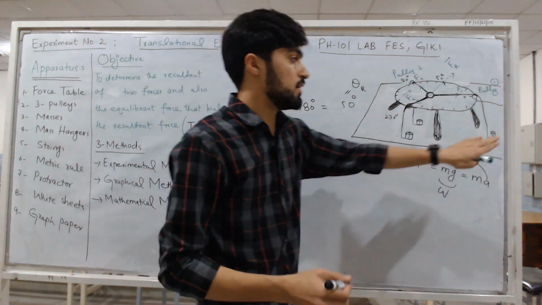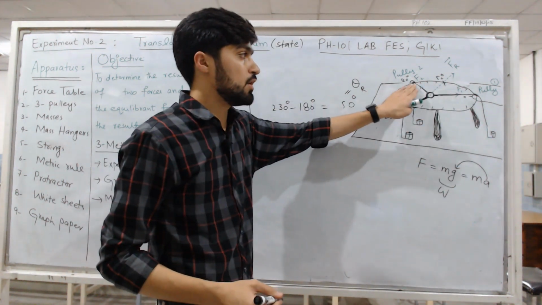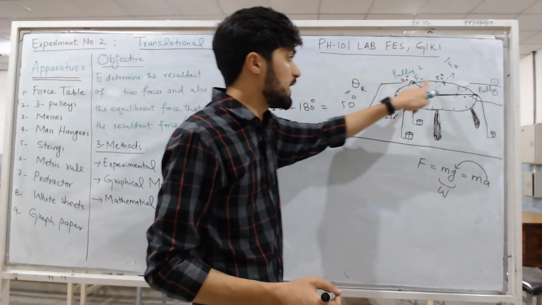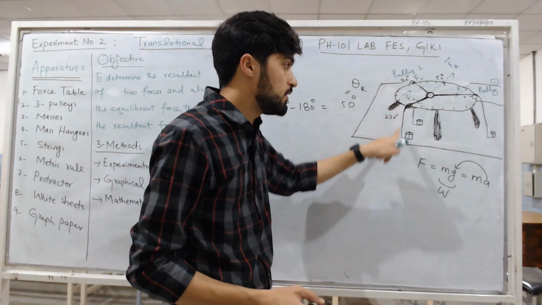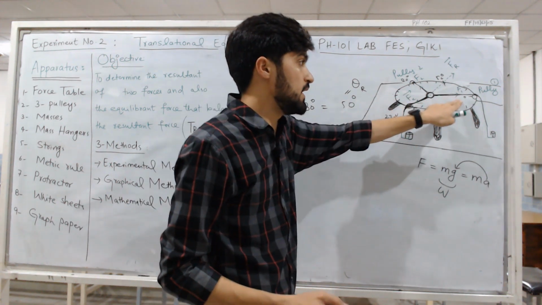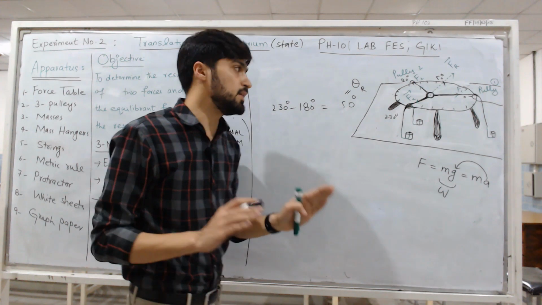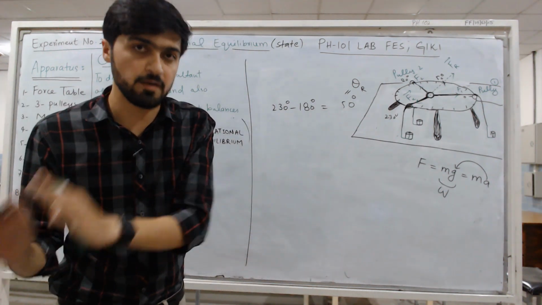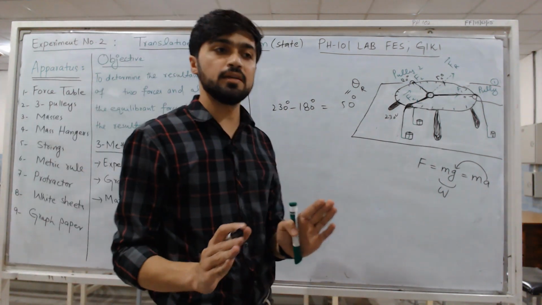Now this is weight 1, I can say this is weight 2, or this is force 1, this is force 2, and this is the equilibrium force. The equilibrium force is balancing these two forces. Don't worry, we will be discussing this in our experimental demonstration. You will understand it better.